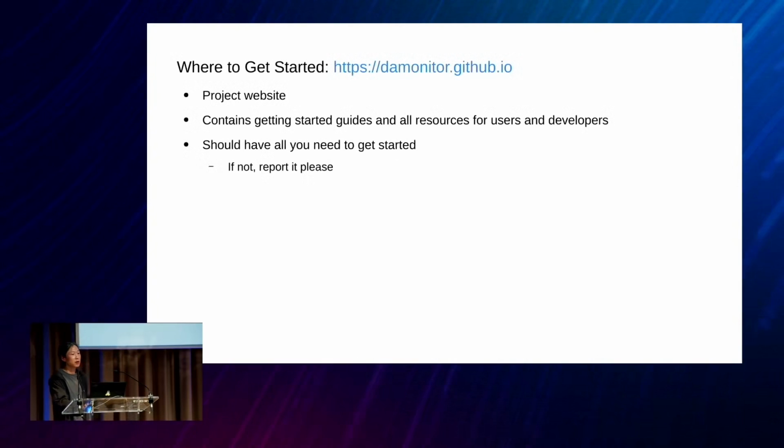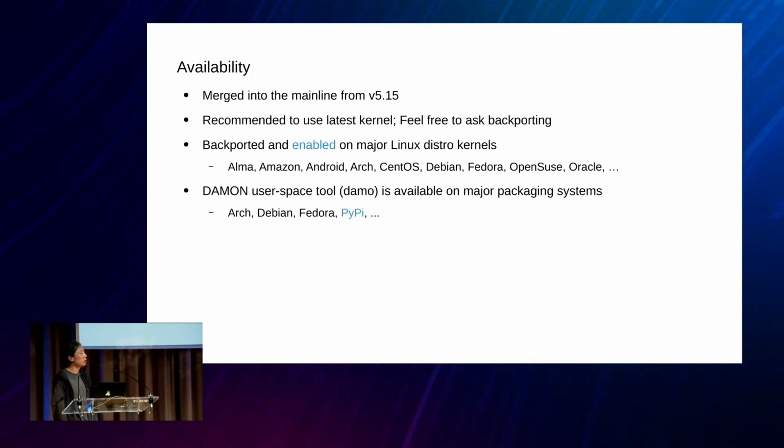And finally, getting started. To get started using DAMON, you can just visit the DAMON project website, damonitor.github.io. It should contain everything you need to start using DAMON. If it does not, please yell at me or report it generously. The feature is available on Linux kernel starting from 5.15, though we recommend using the latest kernel as much as possible because there are new features that were developed after the initial merge, and also please feel free to ask for help backporting some of the DAMON patches to your kernels if you have to use older kernels.